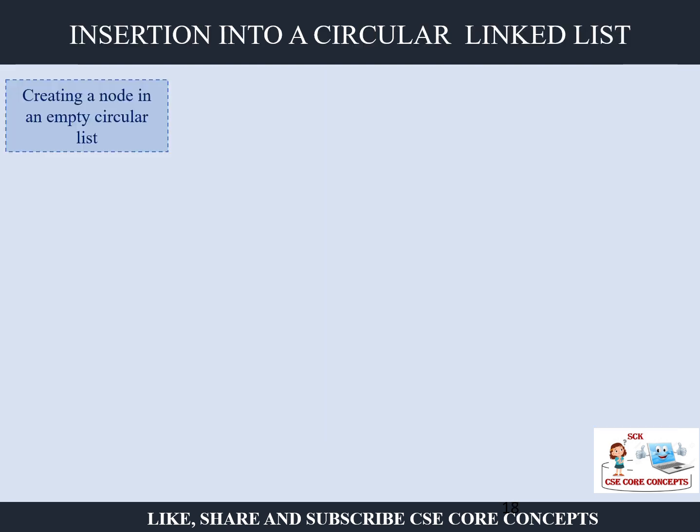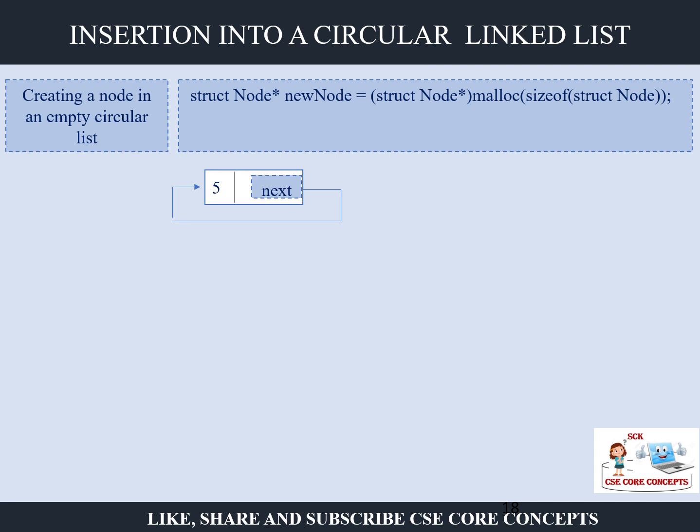Now if I want to insert into the front of the list, let us first see how to create a circular linked list, before insertion. If I want to create a node in an empty circular list, I don't have any list as of now. The node which I am creating is the first node of my circular linked list. So how will I create it? You know that by using the function malloc, we can always create a node, right? So I have created a node, and a node has two parts.